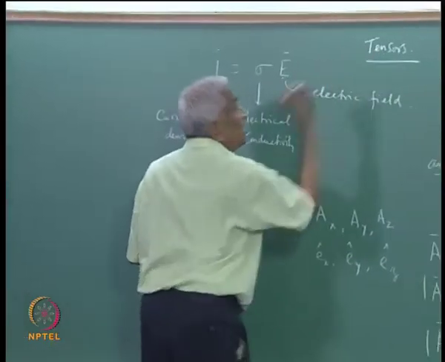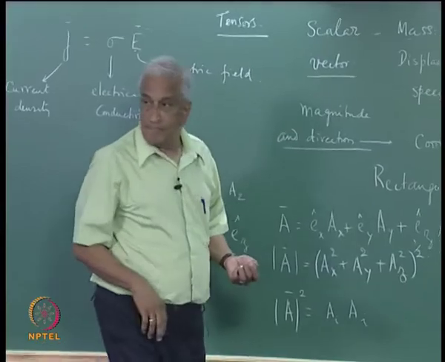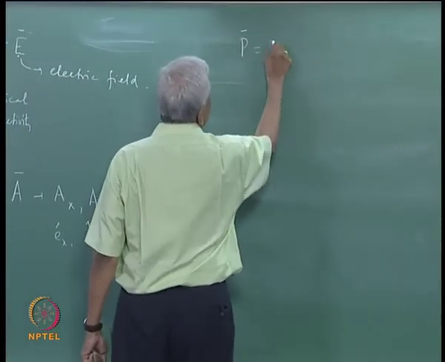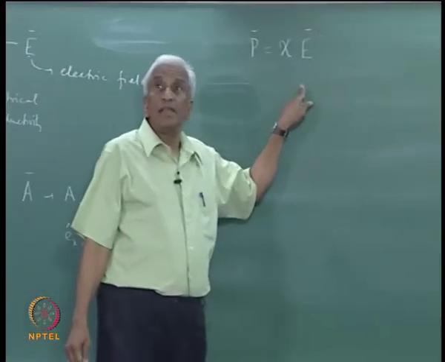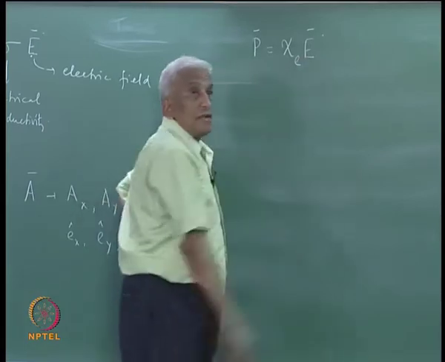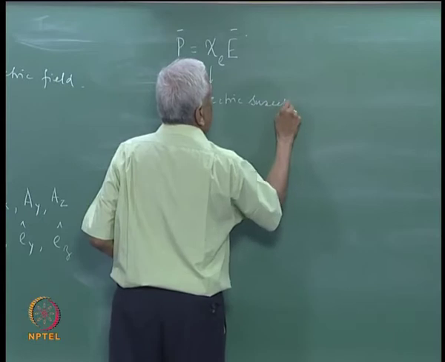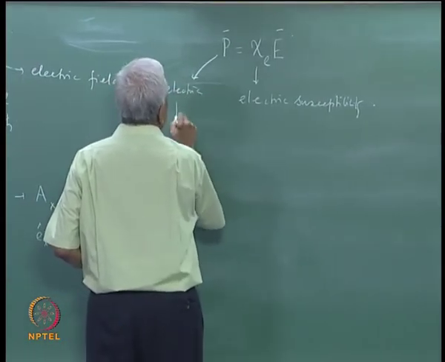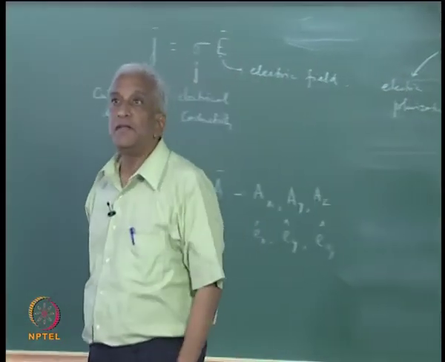In order to know what these tensors mean, let us go back to these two vector quantities which are related to each other. Just to make life more interesting, let us take a similar but different relation, which relates the electric polarization P, which is a vector, to the applied electric field E. These two quantities, the polarization and the electric field, are related via the so called electric susceptibility. This is the electric polarization. This is very similar to the earlier relation, but just for interest's sake, I am taking a different example.